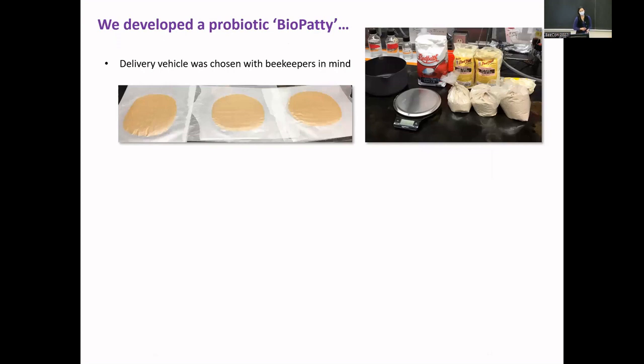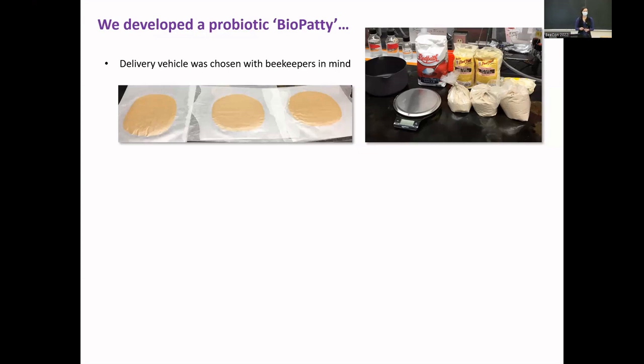But first, before measuring these social behaviors, we needed to choose the probiotic strains and come up with a method which allows us to effectively deliver probiotics to the hives. There's not much precedent for it, but we developed a novel way of delivering antibiotics and probiotics into the hives via what we call the biopatty that you see in this image.